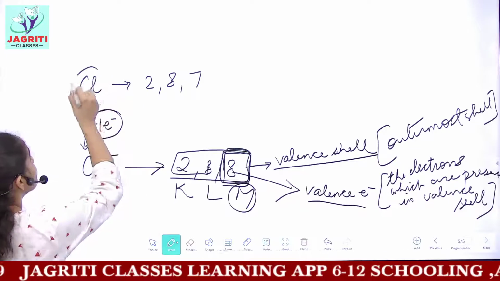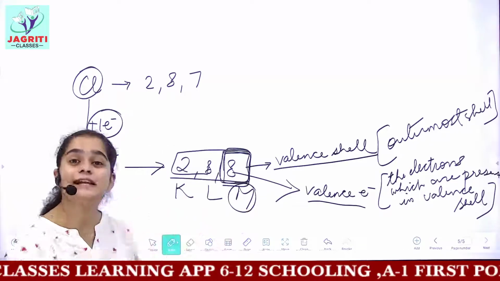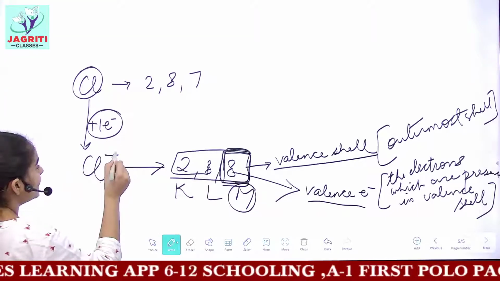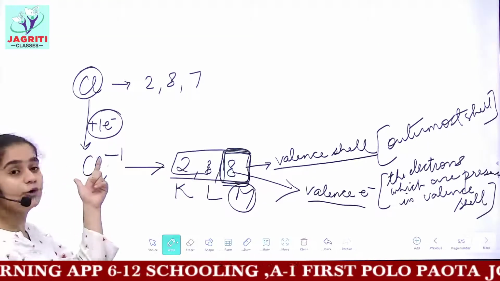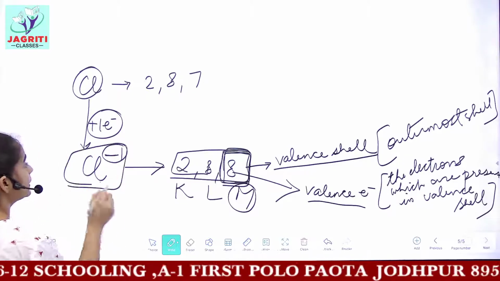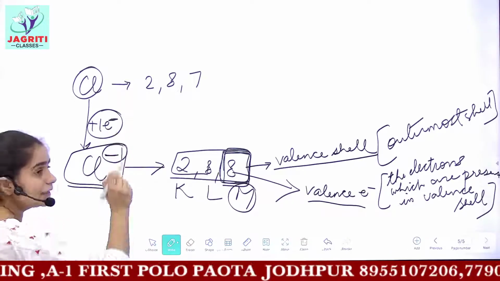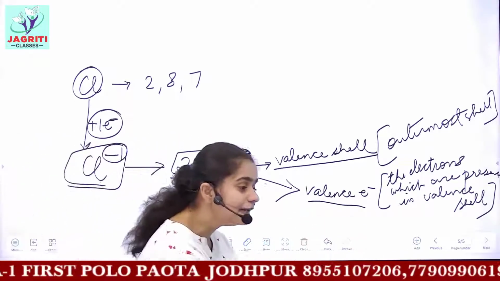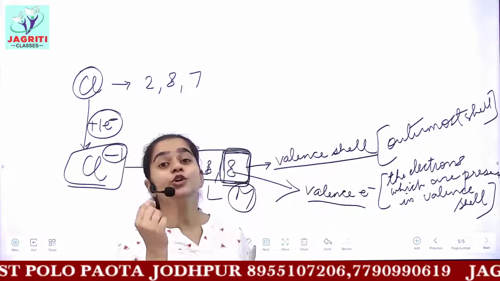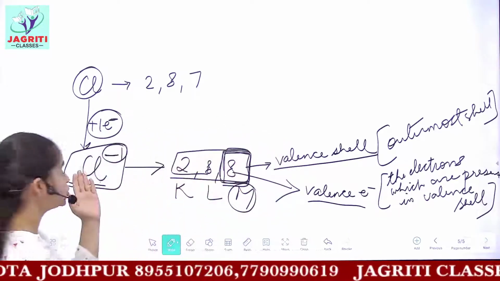Now if this atom gains 1 electron, because it has taken up 1 electron, we write -1 on the top of this chlorine atom. Because it has taken an electron, and you know electrons are negatively charged, if you take a negatively charged species onto you, you would get a negative charge. Similar is the case with chlorine.